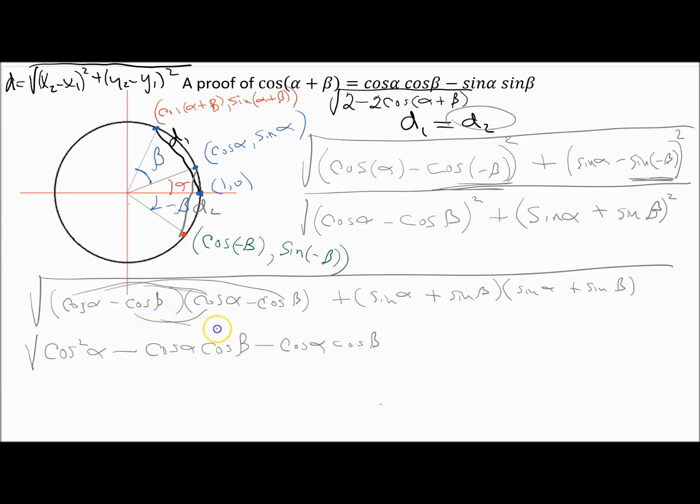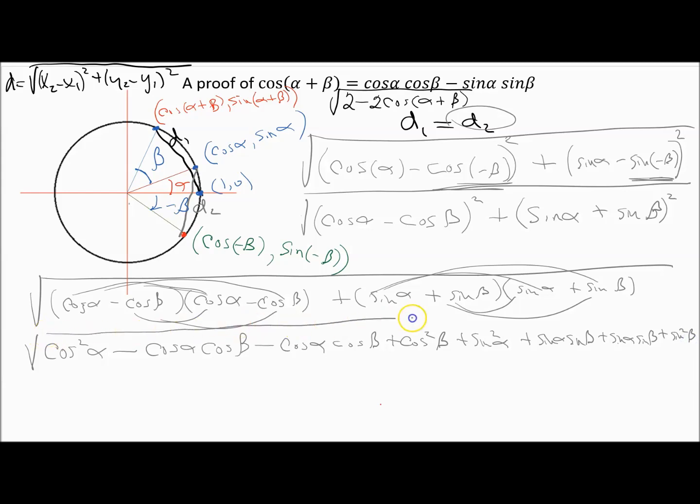And then finally, cosine of beta times cosine of beta, both negatives, is going to give me a positive cosine squared of beta. Now I'm running out of room, so I'm going to start trying to write smaller. Sine of alpha times sine of alpha is plus sine squared of alpha. Sine of alpha times sine of beta is going to be plus sine of alpha, sine of beta. Sine of beta times sine of alpha is another one of those identical terms. And then finally, sine of beta times sine of beta would be plus sine squared of beta.